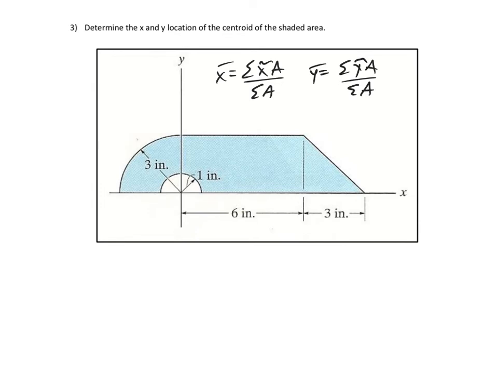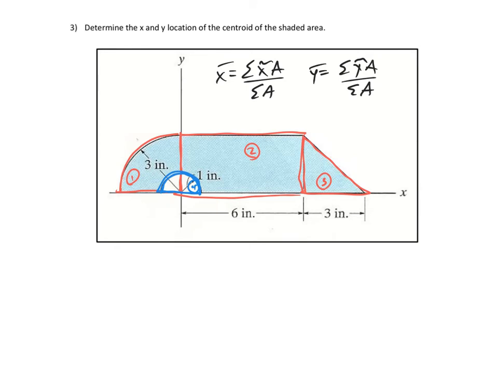So I'm going to break this up into different sections. I'm going to say I have this quarter circle right here, section number 1. And then I'm going to say I have this large rectangle right here, section number 2. I've got this triangle right here, section number 3. And then I'm going to subtract out this half circle, section number 4.